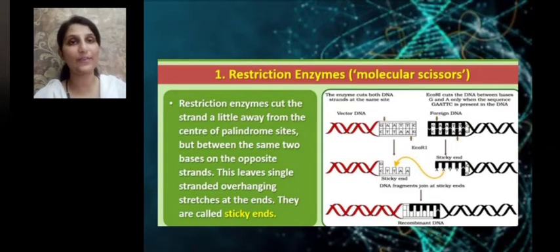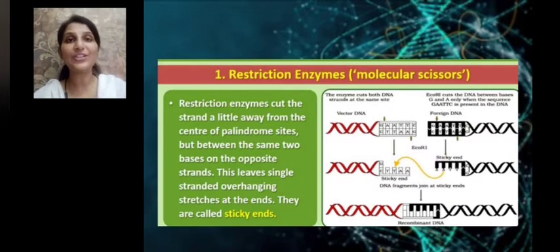Okay, they cut at a specific position. So the restriction enzymes cut a strand a little away from the center of the palindromic sites. We know what a palindrome is. A palindrome is a word which is read the same in both the forward and the backward direction. For example, Malayalam is read the same from the forward and backward direction.